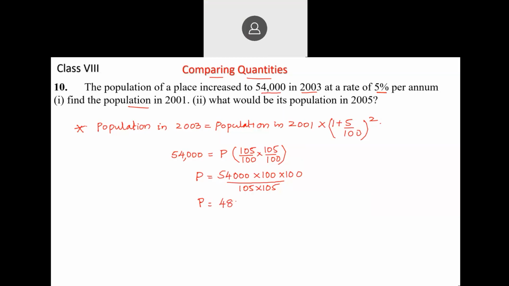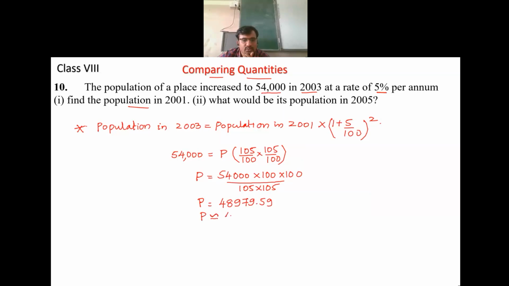48980. We get 48979 point something, point 59. So since it is a population, we round off and write approximately equal to 48,980. This is the population in 2001.